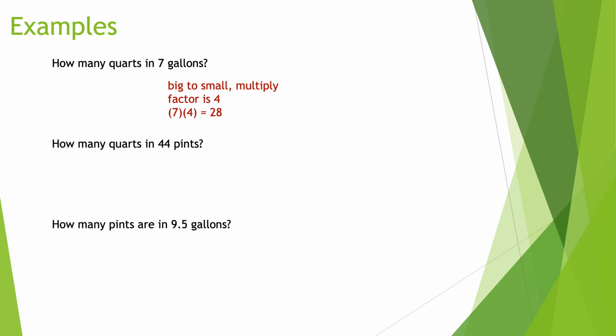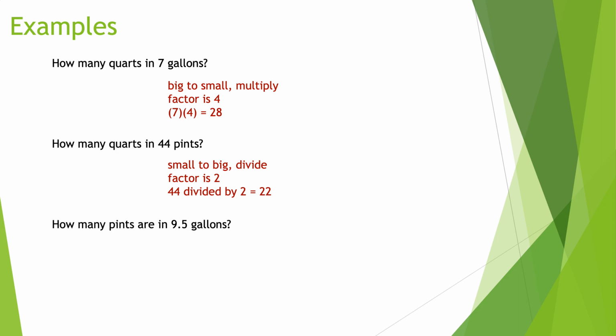How many quarts in 44 pints? Well, now you're going from small to big because pints are smaller than quarts. And it just so happens that means you're going to have to divide, and the factor is 2. So 44 divided by 2 is 22.